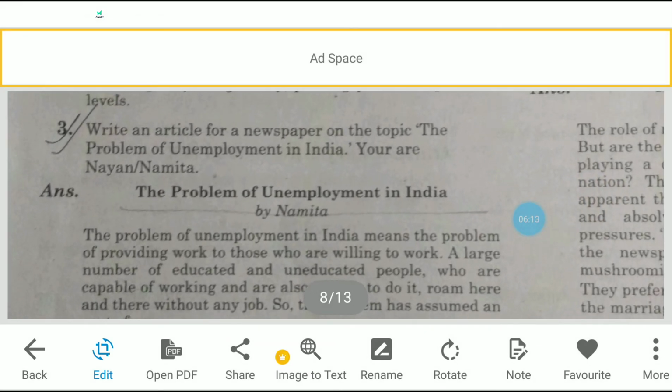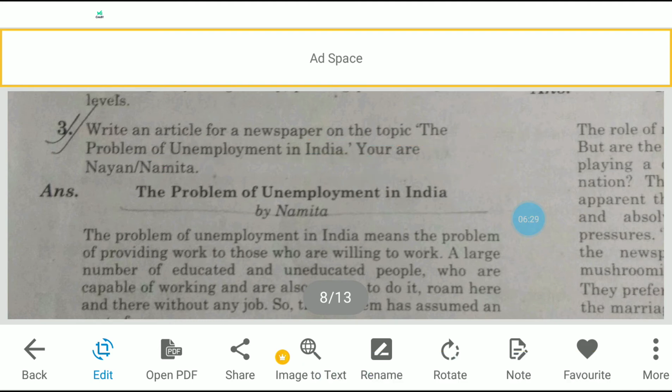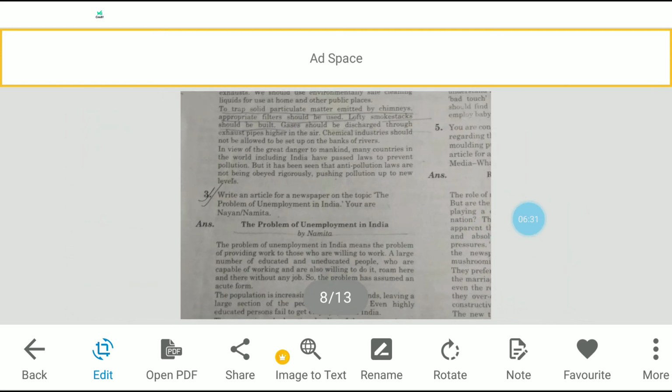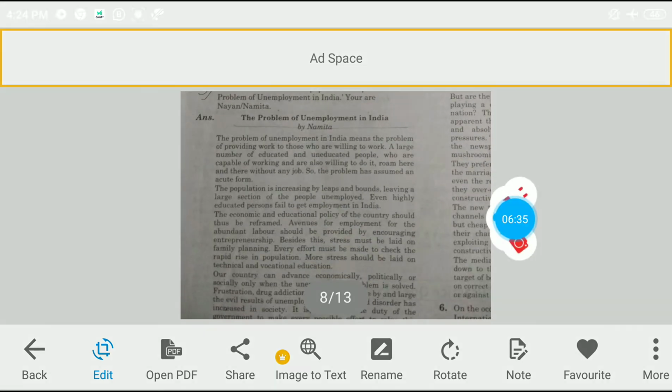You can write this also as a practice question: write an article for a newspaper on the topic, the problem of unemployment in India. You are Namita. Alright, so kindly prepare all three articles that are given to you.